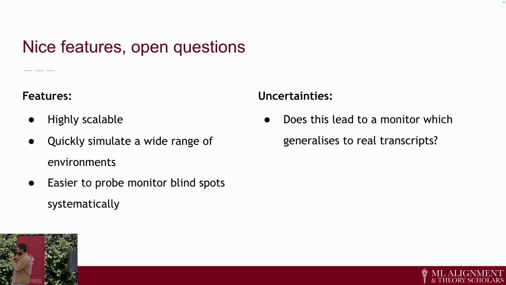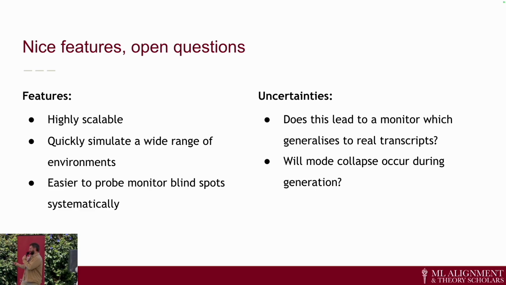We have a few uncertainties. One is the big question: does this actually lead to a monitor that generalizes to real transcripts? That's an open question. We're going to pursue it. Another question is, will mode collapse occur during the generation? We saw some early signs of the misalignment being the thing that is marked as unrealistic, and so the misalignment is just erased from the transcript in the generative loop. And maybe all of the ways in which models invent scheming will collapse to basically the same thing. So we want to encourage fan out and get a wide range of behaviors.